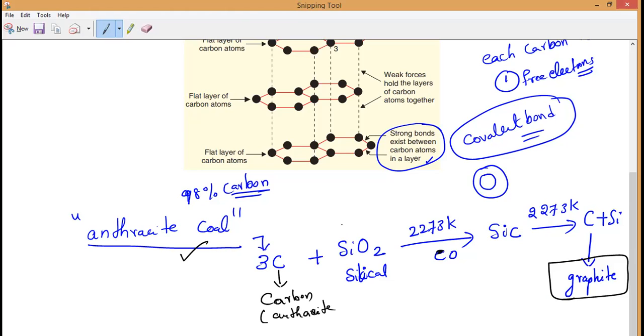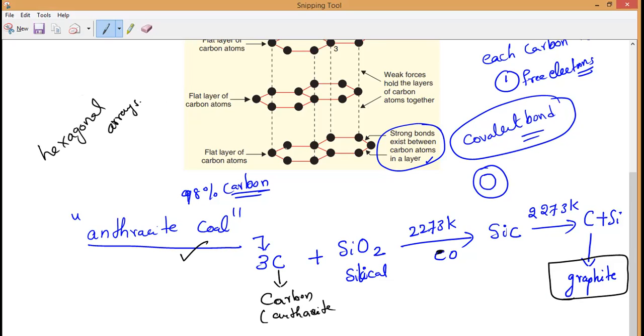So graphite has hexagonal rings or hexagonal arrays. What is the structure of diamond? The structure of diamond is what? Tetra plus tetra will form an octagonal structure. And here, each carbon combines with only 3 and it forms hexagonal rings or hexagonal arrays.